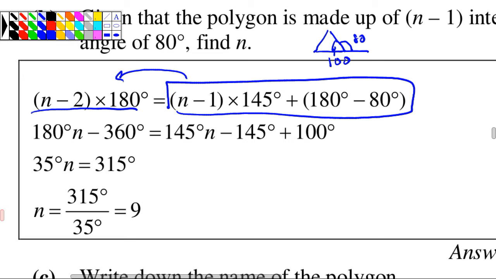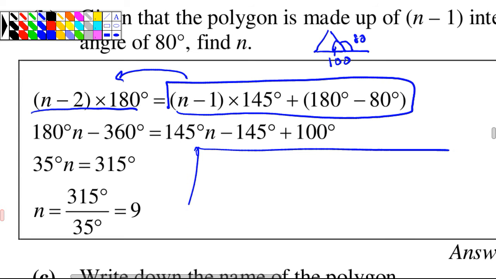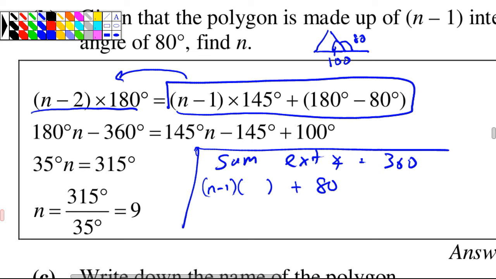Yes. You can tell me sum of all exterior angle equal 360. Now, how do I use this formula? N minus 1 times exterior angle. What's the exterior angle? Anyone can help me? Nobody. What is the exterior angle? Interior angle is 145. What is the exterior angle? 35. So you can also write 35.